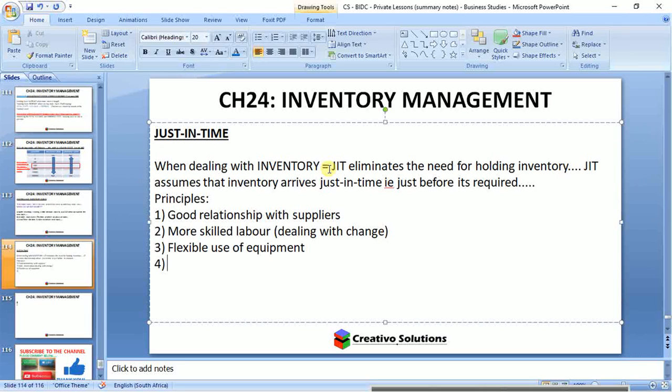Number four, accurate demand forecast. And that's looking at the customer. Demand relates to the customer. So, if I know what the customer wants, can I produce those goods exactly when they want it? Yes, I can. I can create these items just in time before the customer actually needs it. And that can be very difficult to predict in some instances.